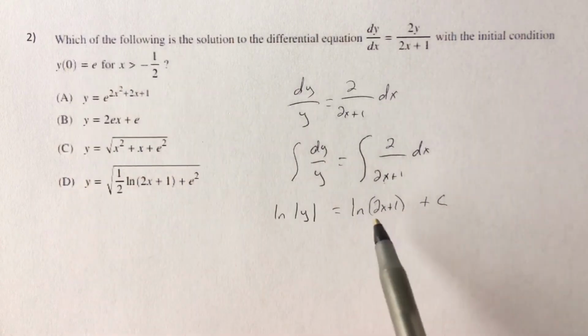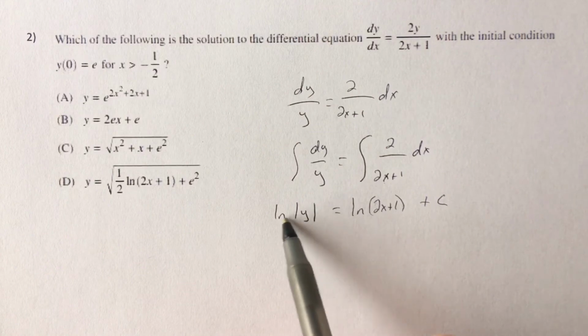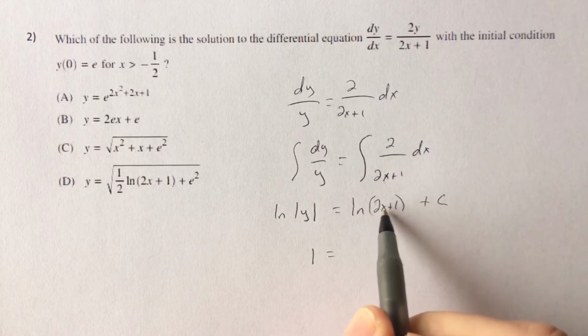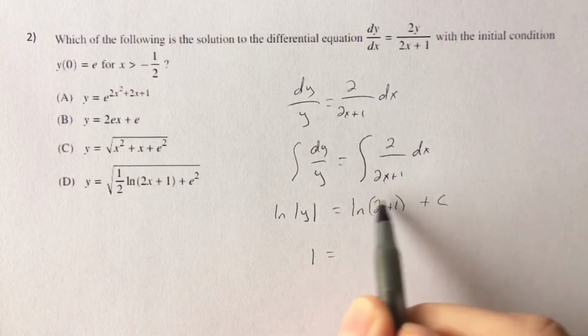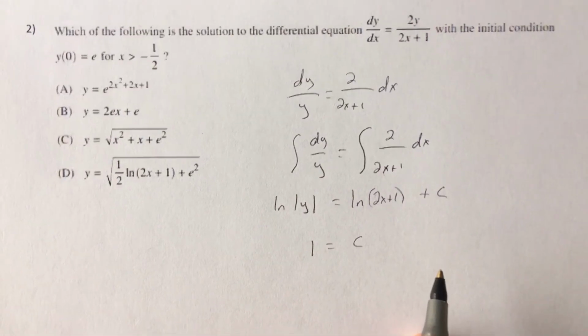I'm going to put 0 in for x and e in for y. This will give me the natural log of e, which is 1. And this will give me the natural log of 0 plus 1. So natural log of 1 is 0. So that's easy enough. We get c equal to 1.